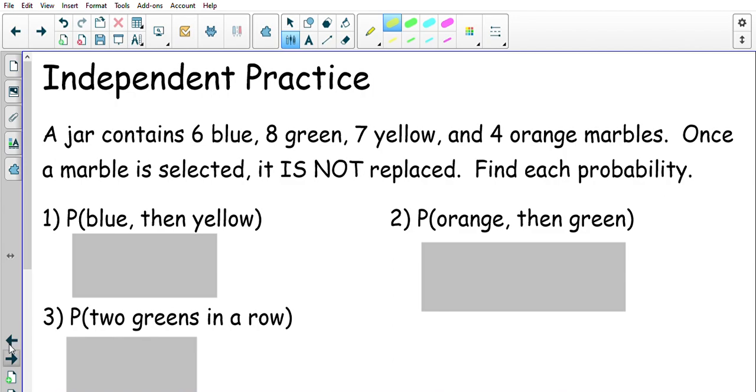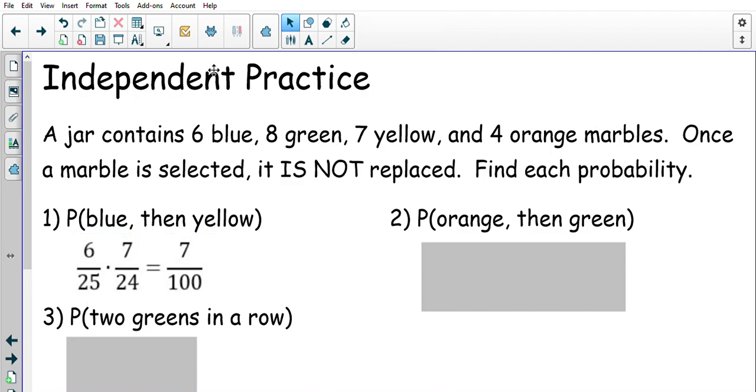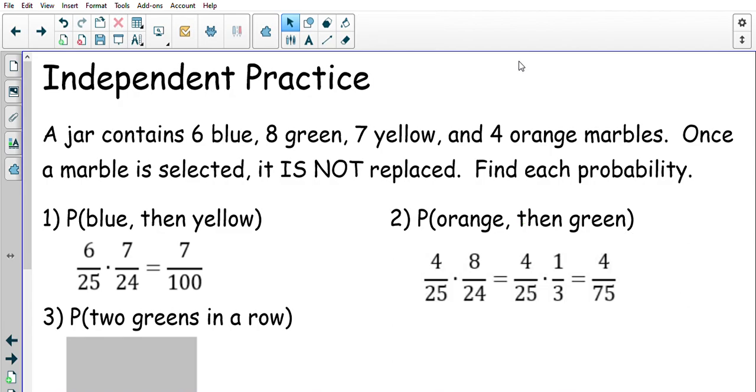A jar contains 6 blue, 8 green, 7 yellow, and 4 orange marbles. Once a marble is selected, it is not replaced. Find each probability. Probability of blue, then yellow. Notice how we have 25 marbles this time. 6 are blue, so that's 6/25. The yellow is 7/24. Multiply straight across, you should get an answer of 7/100.